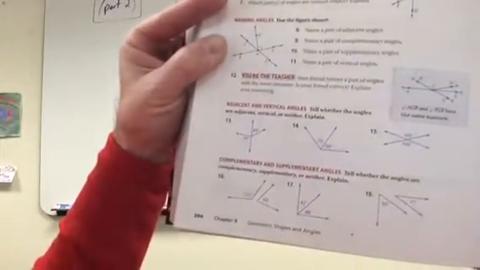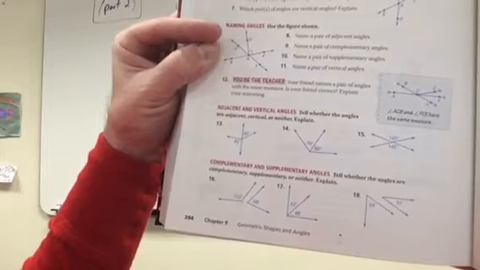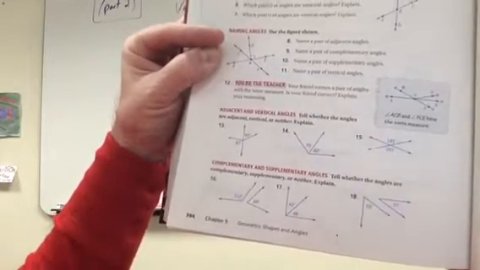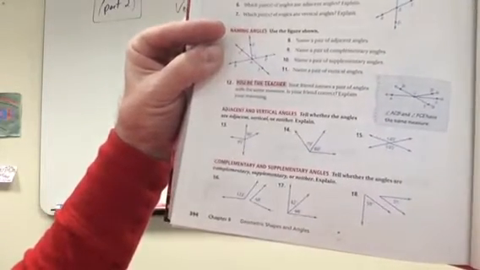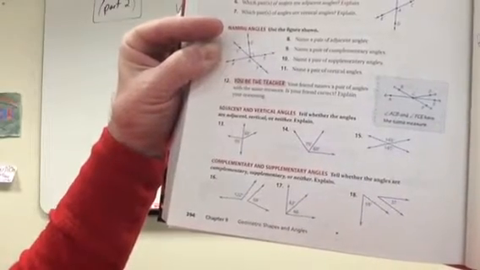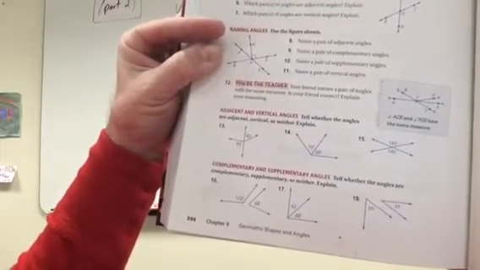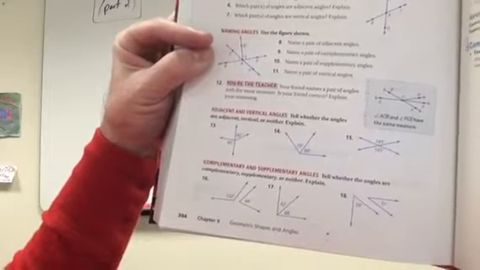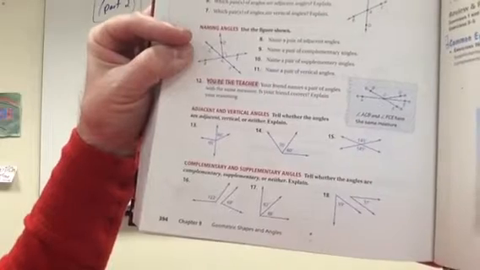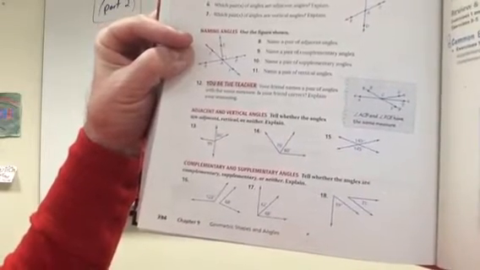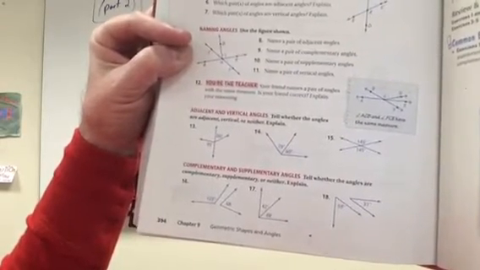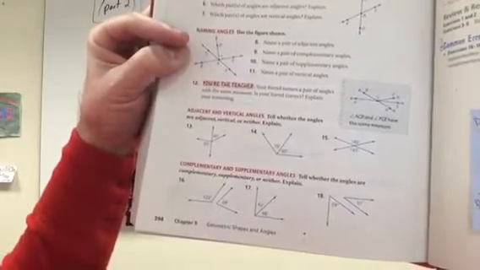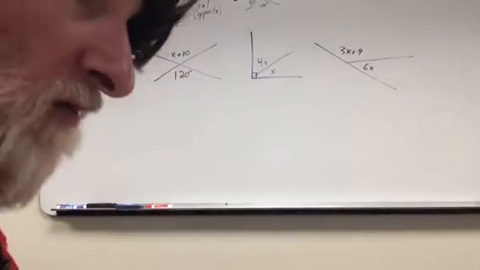Moving right along, everybody. Number 16 is a complementary, supplementary, or neither. Well, what's that say? 122 and 68. You add them together, you get 190. So no, they're neither. Number 17, 42 and 48. You add those together, you get 90. That makes them complementary. Number 18, I got a 59 and a 31. Add them together, you get 90. That makes them complementary. One more to go, everybody. Number 19. Once again, you be the teacher.